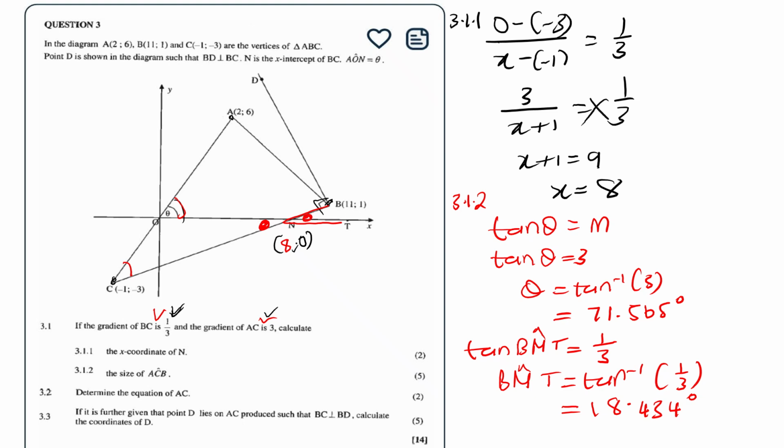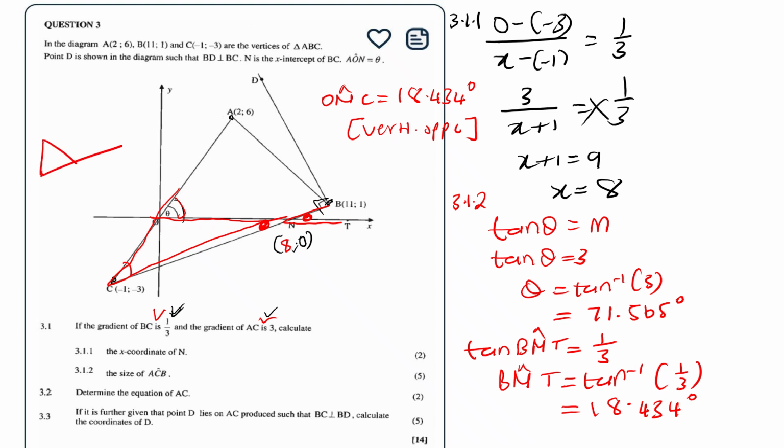Therefore, our angle ONC is equal to 18.434 degrees, because of the vertically opposite angles. Now we have this triangle over here. So we can say, remember, what was that formula? It is the exterior angle of a triangle.